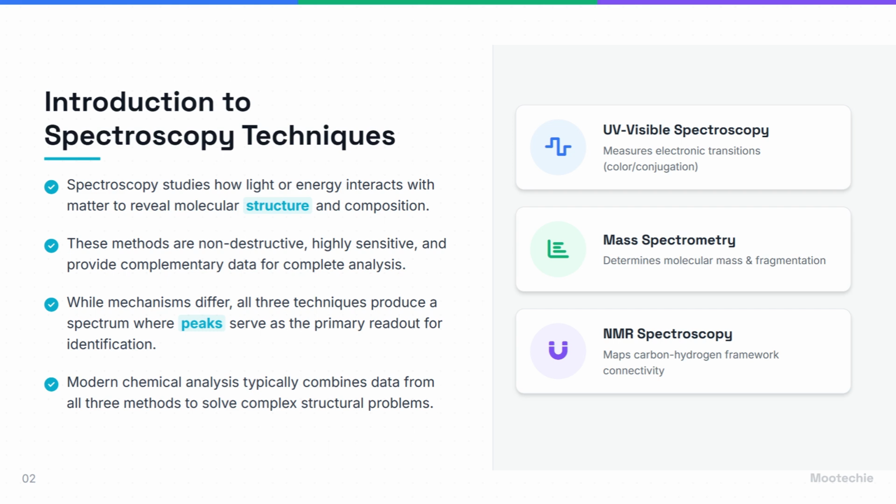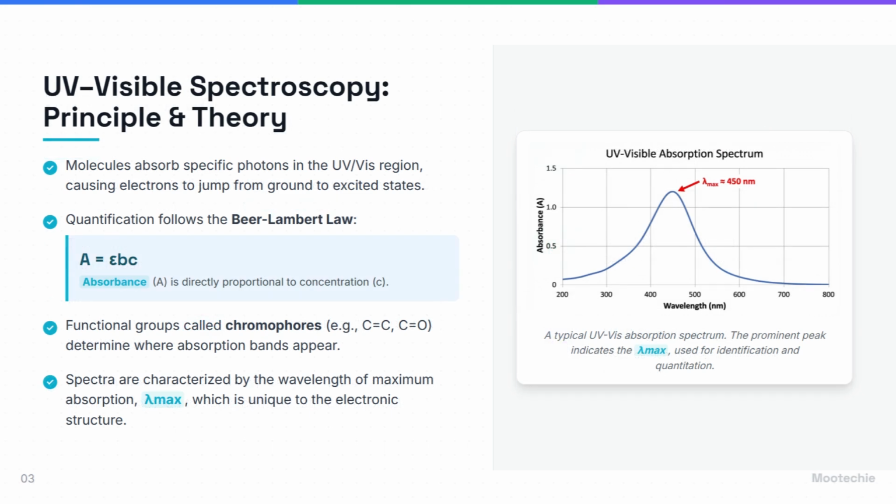Let's briefly meet our three main characters. UV visible spectroscopy measures electronic transitions, often related to color and conjugation. Mass spectroscopy determines molecular mass and fragmentation patterns. And NMR spectroscopy maps the carbon-hydrogen framework and its connectivity. Coming up, we'll discuss the first technique in more detail.